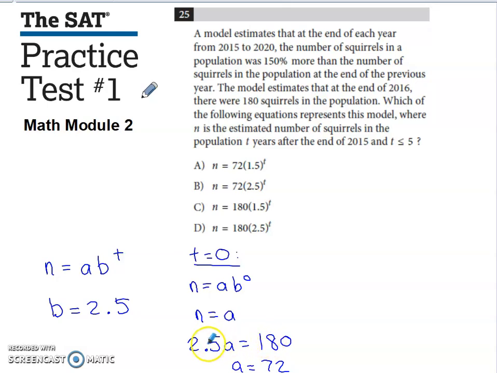I know I'm going to have 100% plus an additional 150% by the end of 2016 compared to what I had at the end of 2015. So the decimal that represents 250% times the population at the end of 2015 has to equal 180. If you solve this equation for A, divide both sides by 2.5, what you end up with is 72 as the population at the end of 2015.